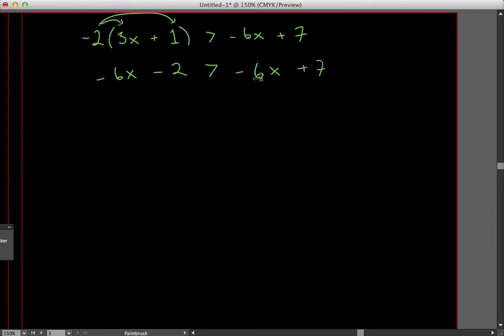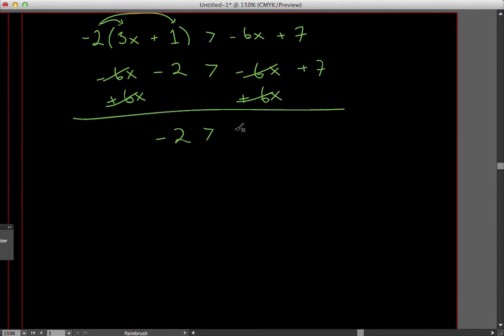And now I can already see a problem here. We have a -6x here, we have a -6x here. If we're trying to solve for x, this is going to be a problem because if I add 6x to both sides, that cancels this out, but it also cancels this out. So it gets rid of all of the terms that contain an x. And we're left with -2 is greater than 7.